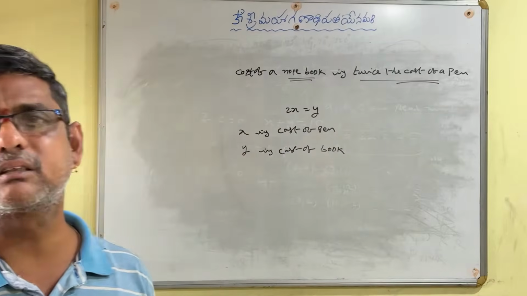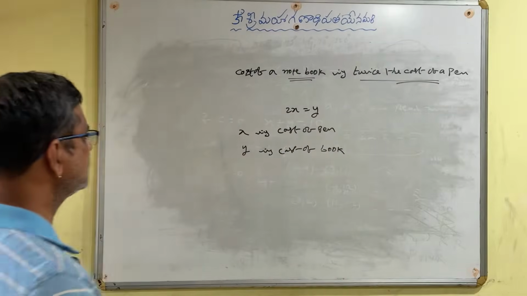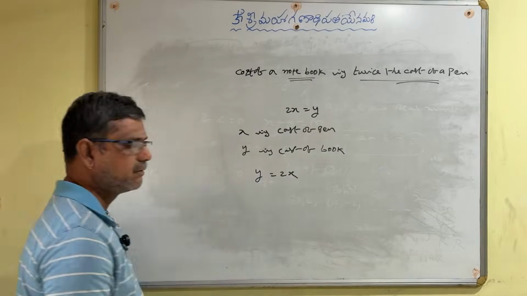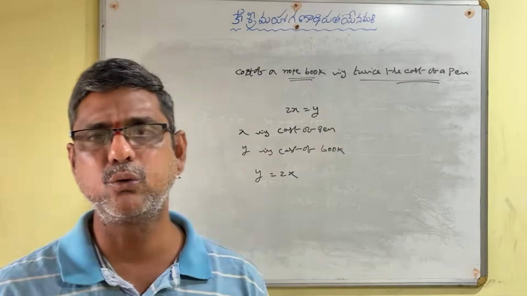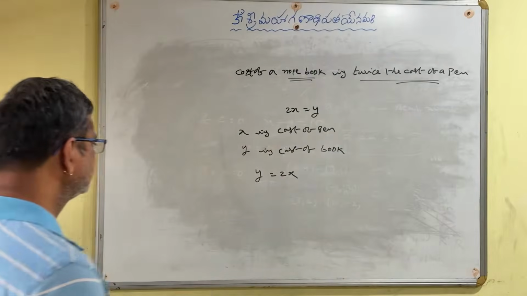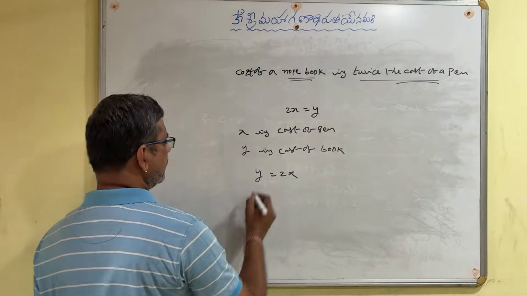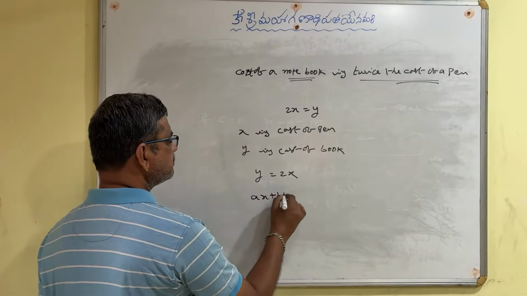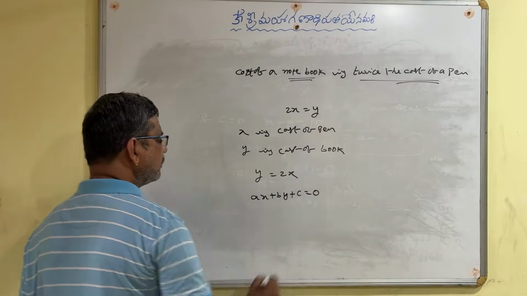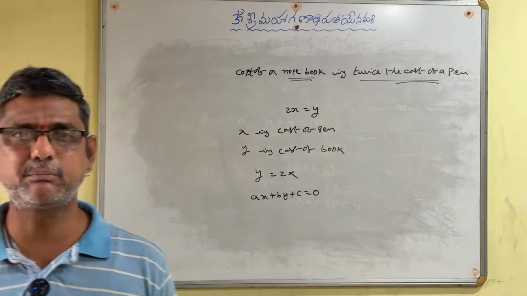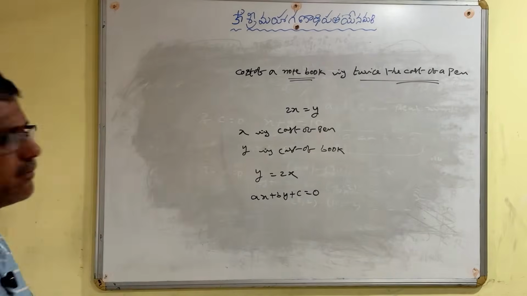Cost of a book is twice the cost of a pen. That means y is equal to 2x. Now, we need to write it in the general form. What is the general form? ax plus by plus c is equal to 0.